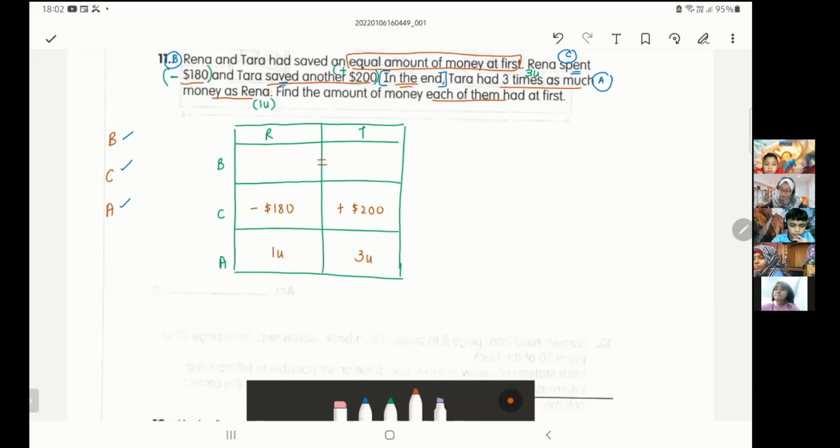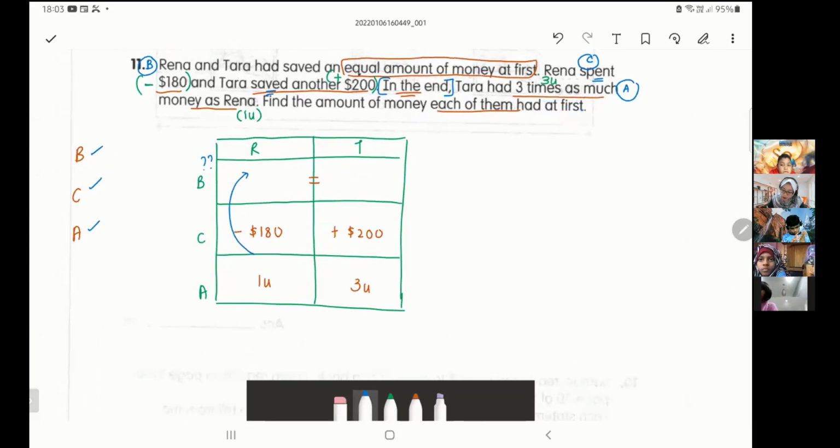Can you see that there are blanks for their before here? I need to fill them up because I want to find out what they had at first, which is my before. So I'm going to go backwards. This is actually a working backwards question, but I'm applying the units method.